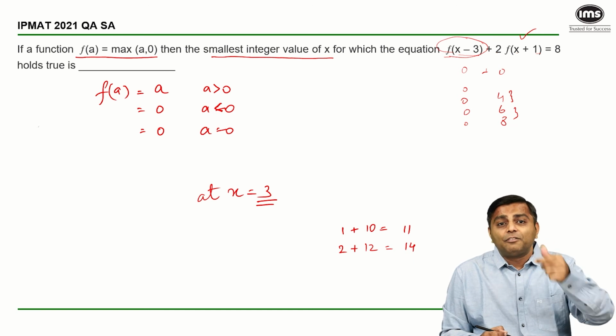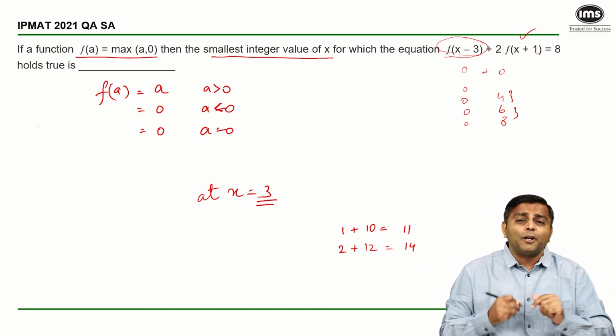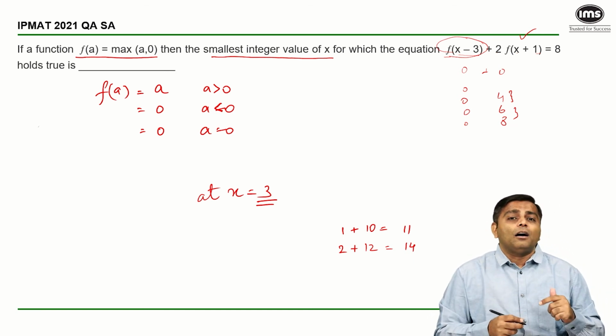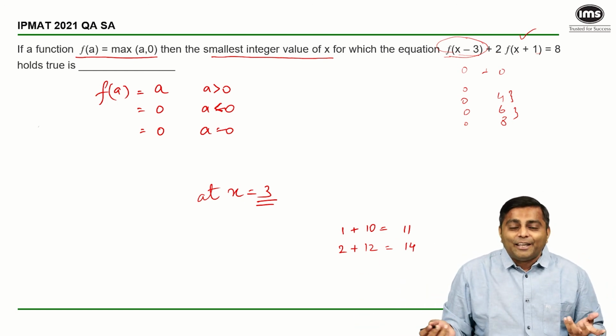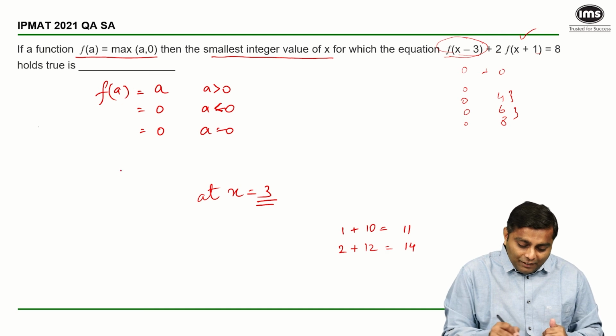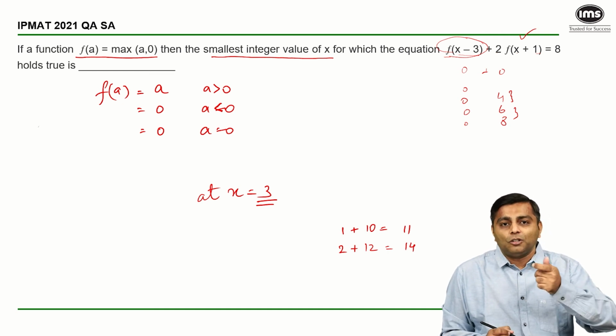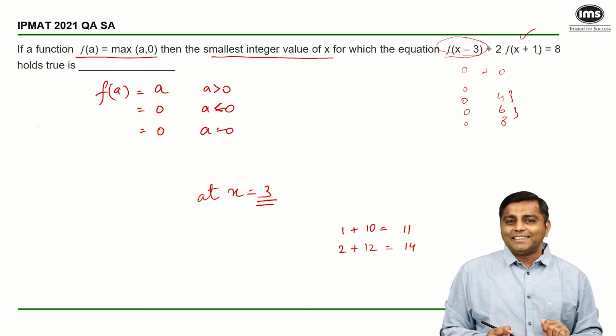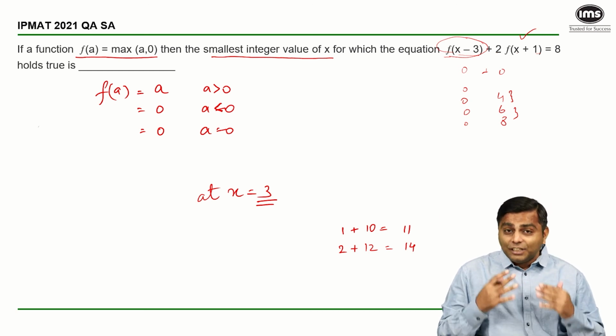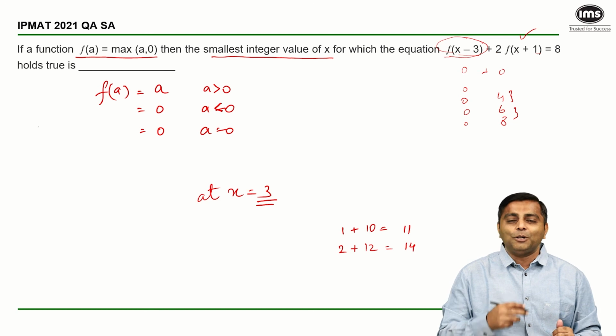Correct. So if the paper setter would have wanted to make your life a little more difficult, I probably would have asked an 80 on the right hand side and not 8. In that case, the approach that we just did of substitution will go for a toss, and hence you will have to observe the step sizes. I hope this made sense for you. Answer for this question, the minimum value of x is equal to 3.